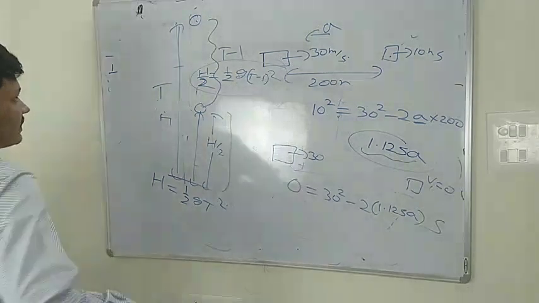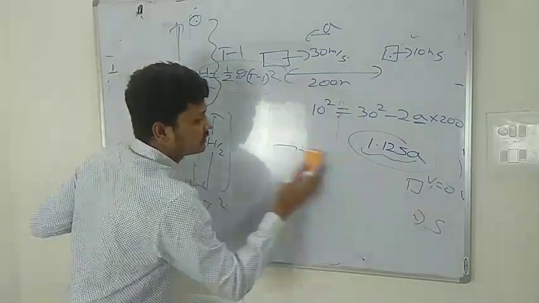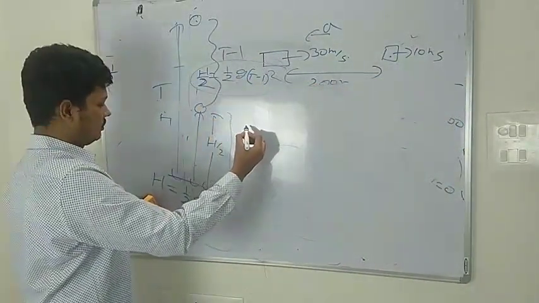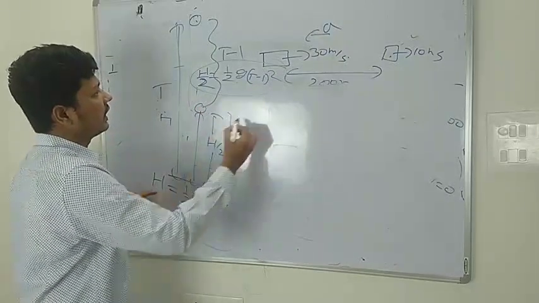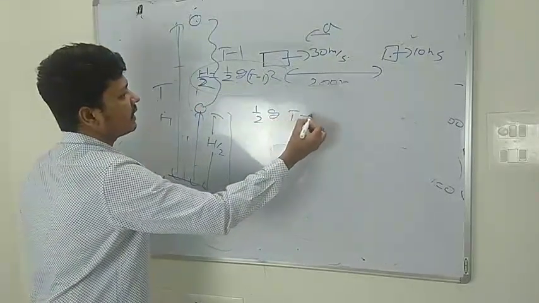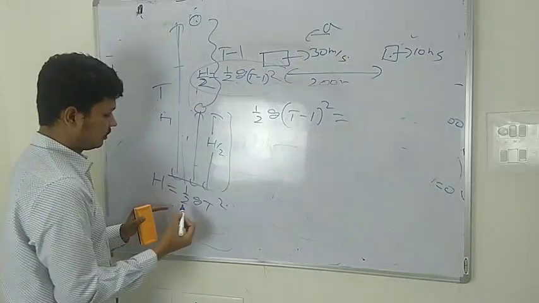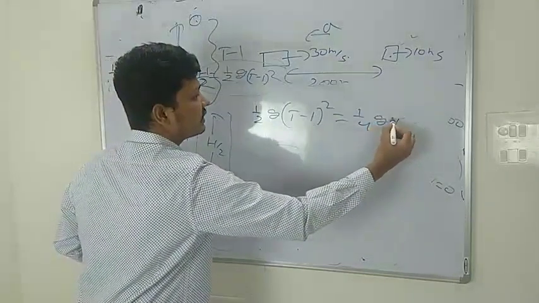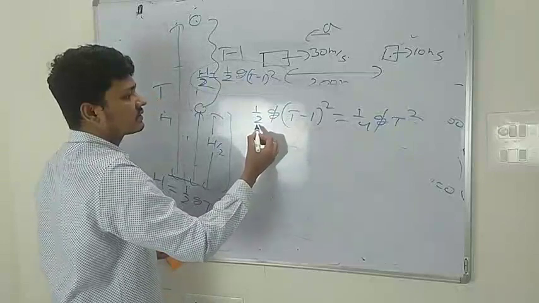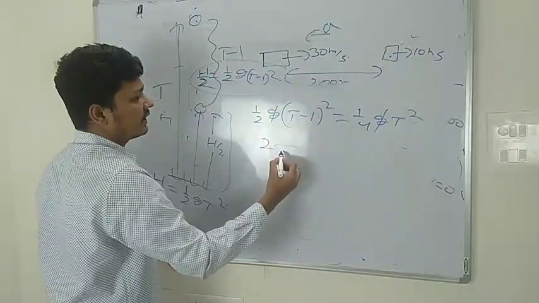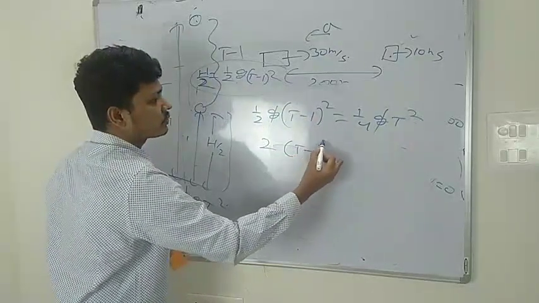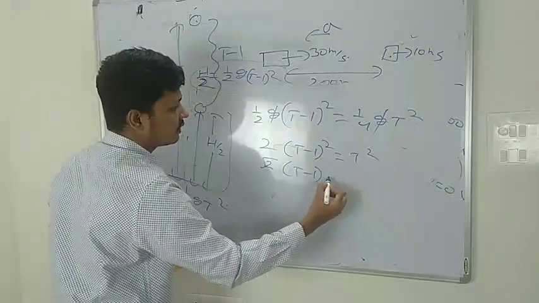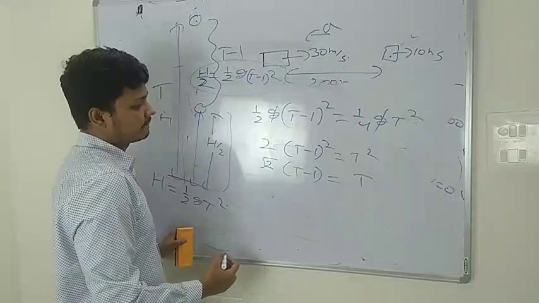Okay, let me solve it then. So, in place of h by 2, half g t minus 1 square is equal to h by 2. So, 1 by 4 g t square. g cancels. Let me take 2 this side. t minus 1 square is equal to t square. So, root 2 times t minus 1 is equal to t.